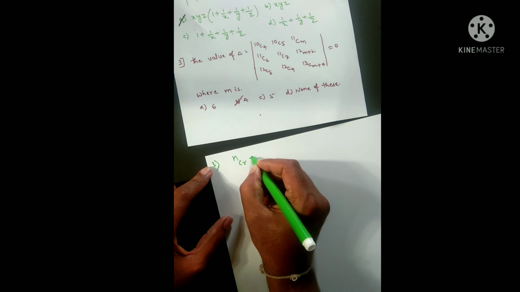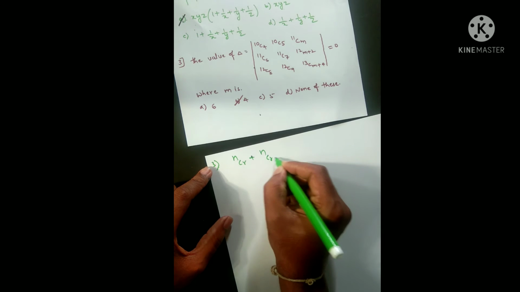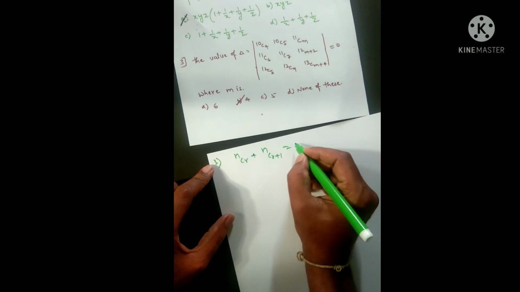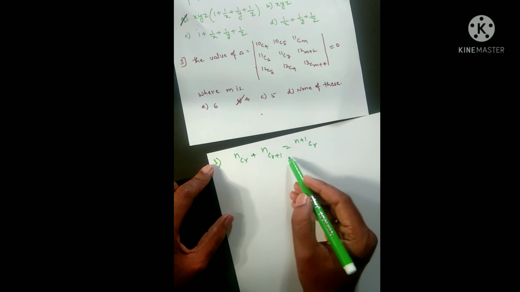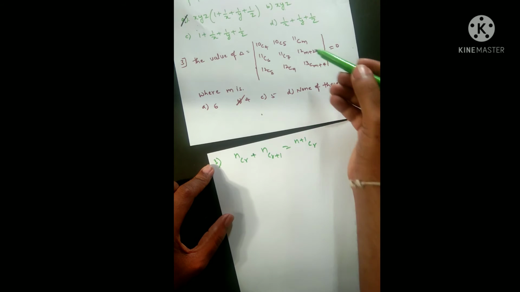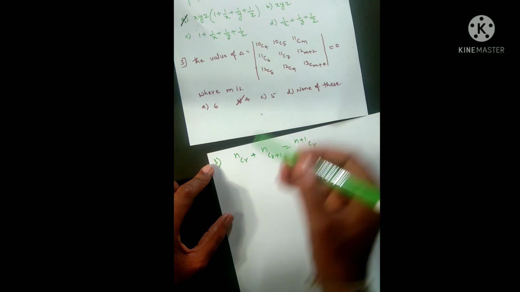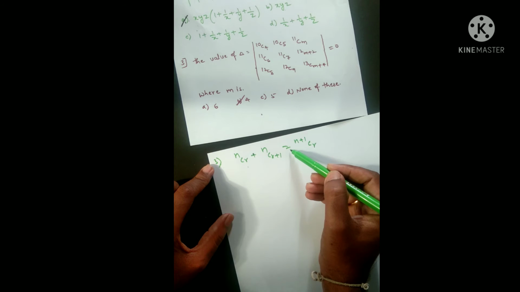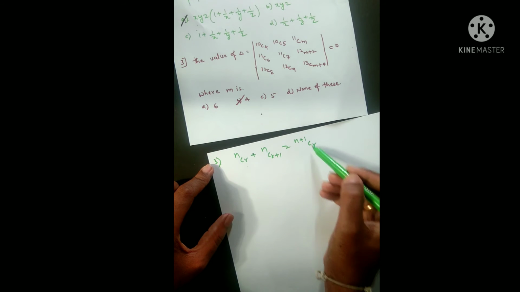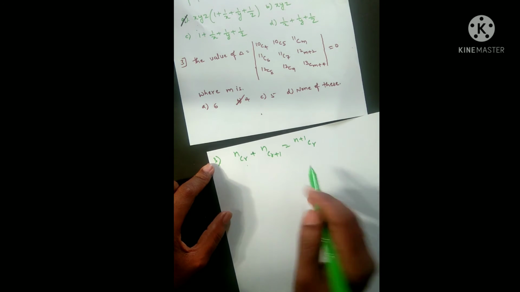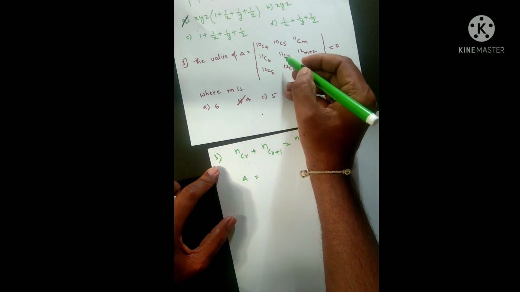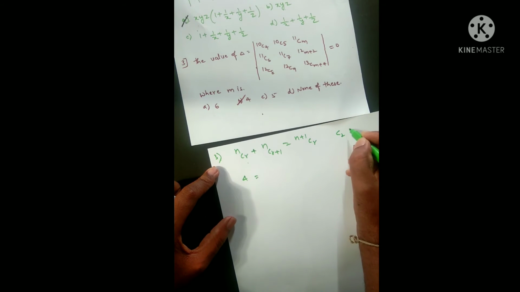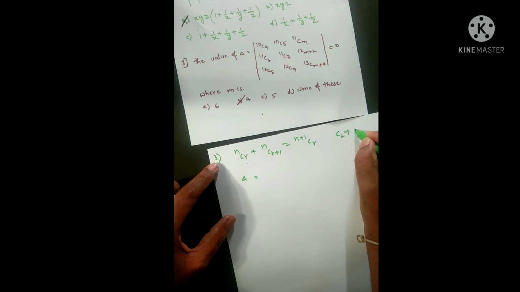nCr plus nC(r+1) is equal to (n+1)C(r+1). This is one of the important properties to remember to solve this problem. Okay? nCr plus nC(r+1) can be written as (n+1)C(r+1). Now I will take delta. In this, what I will change is C2: I will write the second column as C1 plus C2, otherwise C2 plus C1, whatever it may be.